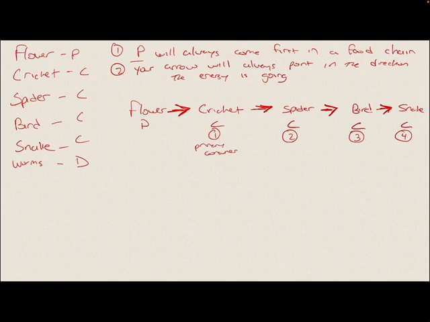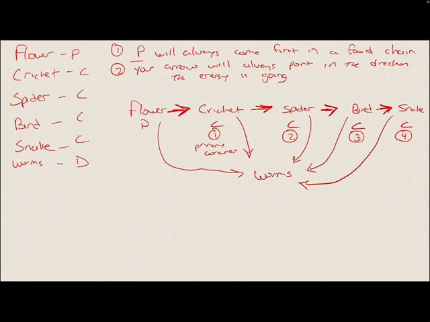Okay? So what's missing? What about our worms, our decomposers? So what did we learn about decomposers? We learned that decomposers are able to gain energy from all different types of organisms in the food chain, all of them. So you're going to write your worms here, right? And you're going to have arrows that go to it from each organism. Because again, worms can gain energy from all different organisms in the food chain.